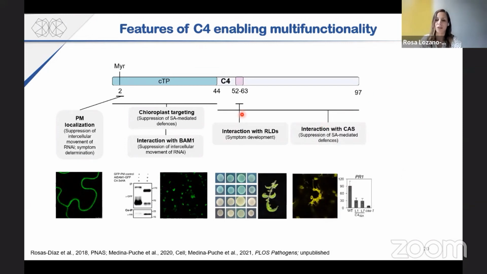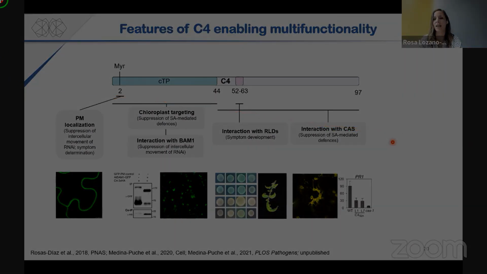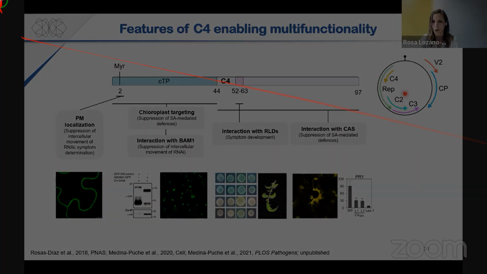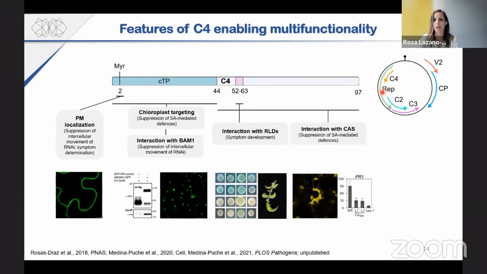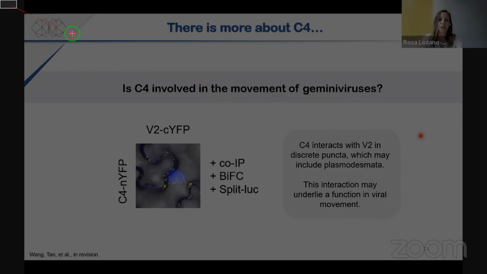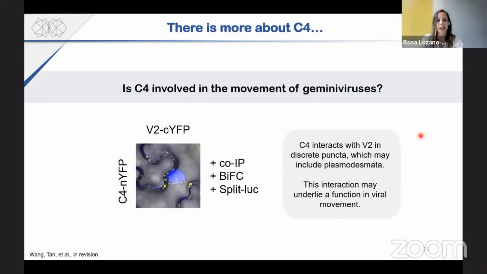And then we have the rest of the protein, which is the part that interacts with Cas in the chloroplast, and therefore it is essential for the suppression of vesicle-mediated defenses. And if you are not blown away by how compact this spatial information is in the protein, then I will remind you that C4 is encoded by this open reading frame that is fully overlapping with this other open reading frame, but in a different reading frame.